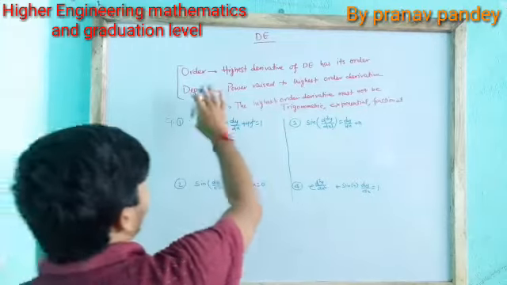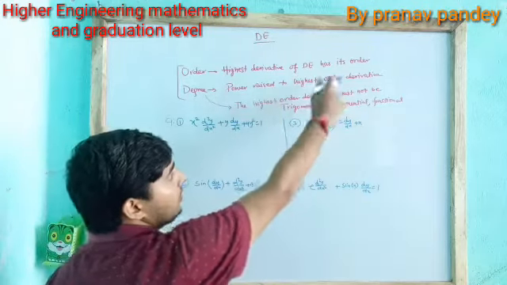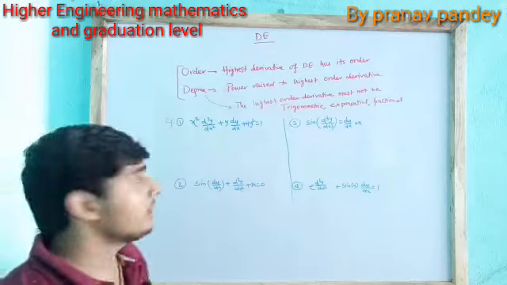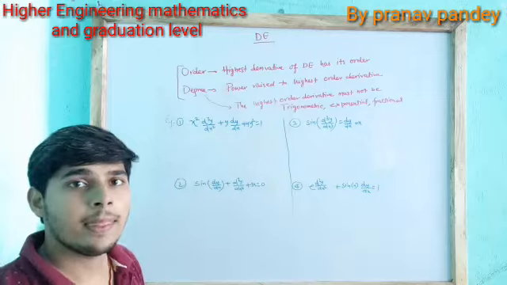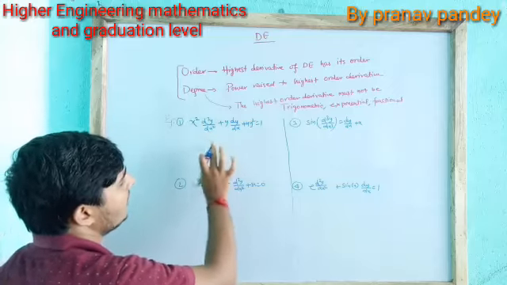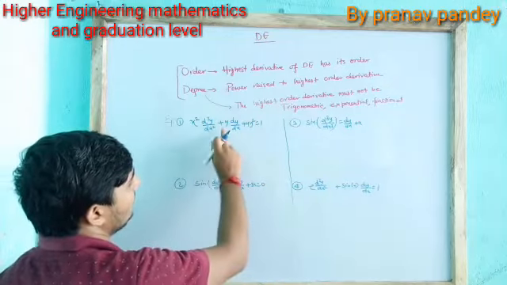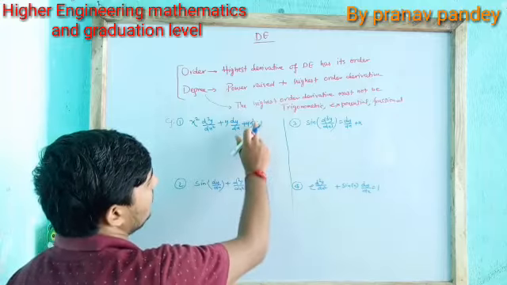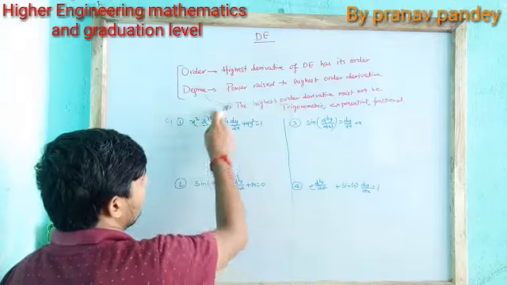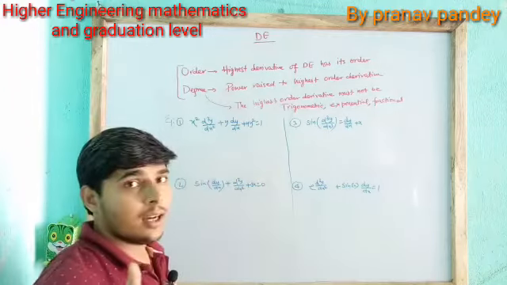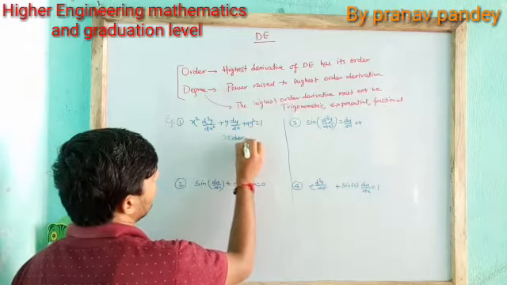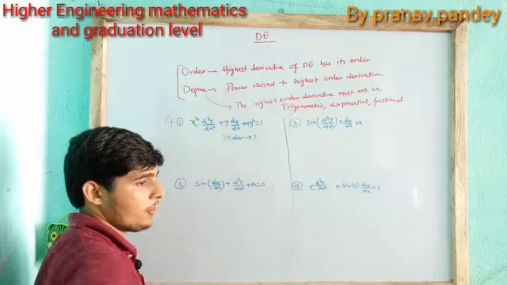See here, order. The highest derivative of a differential equation gives its order. Means in any differential equation, the highest order derivative is its order. Here we can see x square d2y by dx square plus y dy by dx plus 4y square is equal to 1. In this question, d2y by dx square is the highest derivative, so we can say that its order is 2.